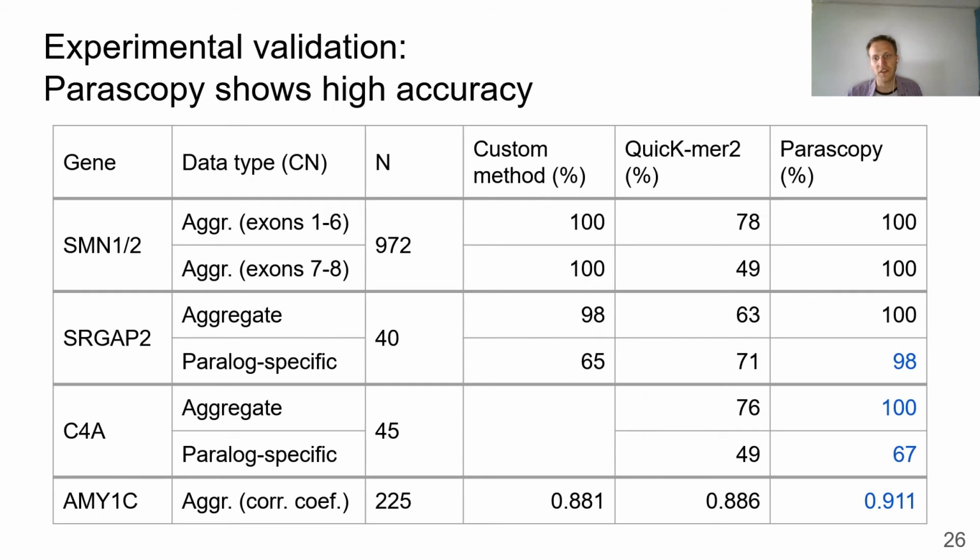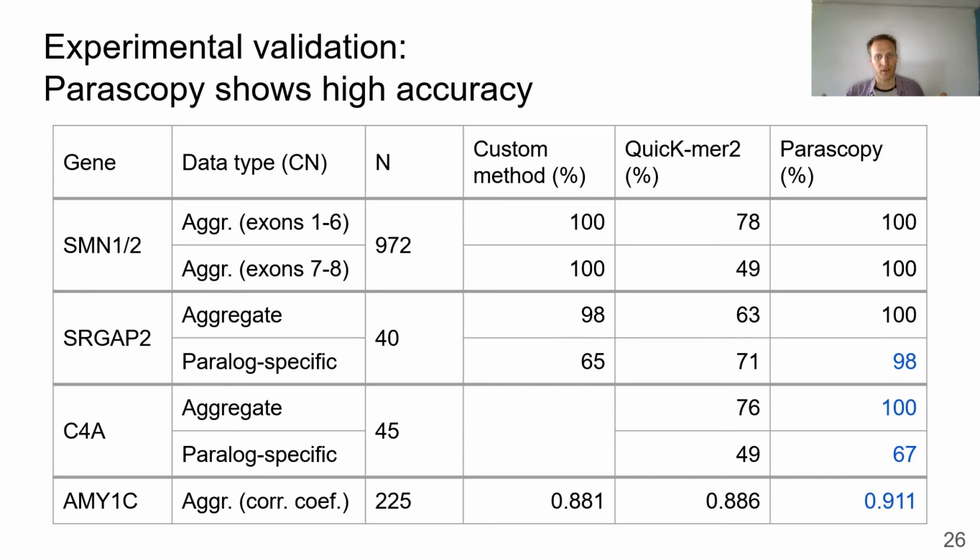We looked at more disease-associated genes. Here you can see 4 of them. And we looked at 3 methods. So on the right, you can see Parascopy. Next, there is QuickMare2, which provides paralog-specific copy number across the whole genome. And then there are custom methods that are designed specifically for one gene. For example, for SMN1, there is one method. For SRGAP2, there is another method. And if you look at this, in SMN1-2, Parascopy has perfect results, but so does another method.